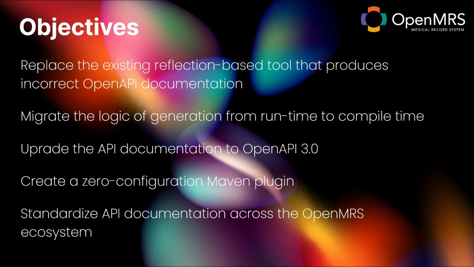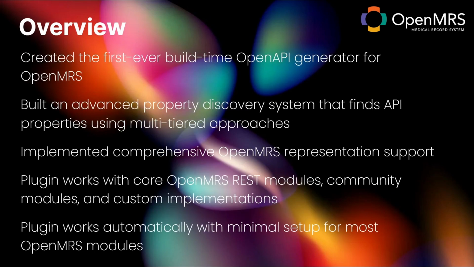The objectives of this project were to replace the existing reflection-based tool that was used earlier but has been producing incorrect documentation, with a better tool. Also, migrating the logic to build time and upgrading the documentation to OpenAPI 3.0 were some of the strict requirements for this project. This resulted in some really out-of-the-box thinking. So I built the first ever build-time OpenAPI generator for OpenMRS REST APIs.